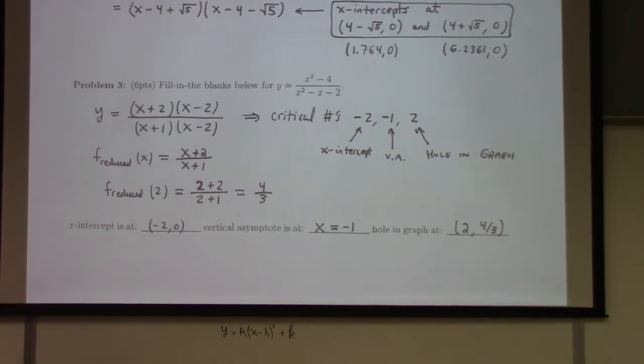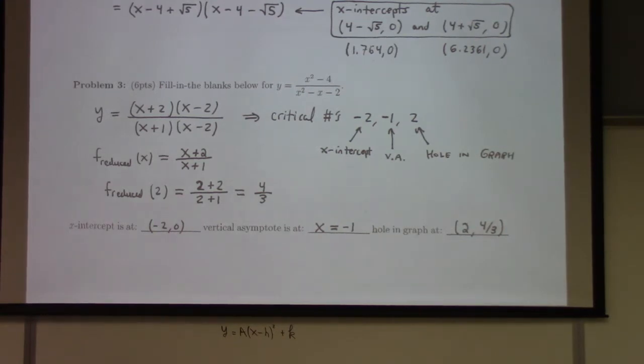So to find out where the hole in the graph is, I look at the reduced function, where I just cancel out the factor corresponding to the hole, x minus 2. It leaves me x plus 2 over x plus 1. You take that, plug in 2, and you get 4/3. So the hole in the graph is actually at (2, 4/3). The vertical asymptote is x equals minus 1, and the x-intercept is at (minus 2, 0).